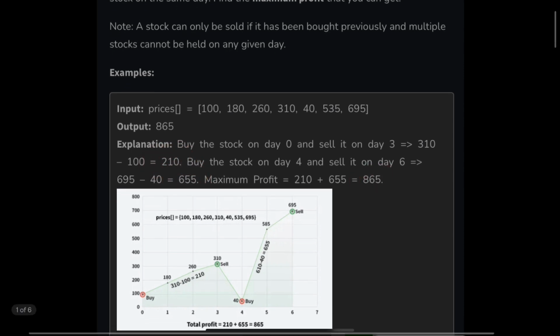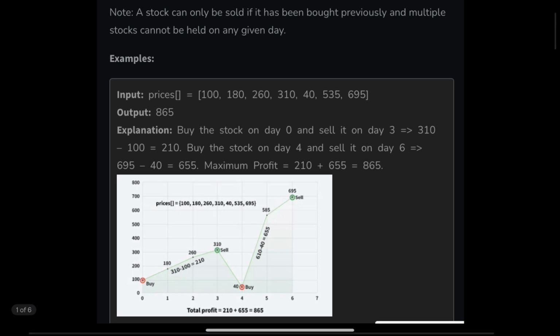And here they have given a beautiful graph representation so that we can understand it more easily. So the stock has been bought here and sold here with the profit of 210, and again the stock has been bought here and sold here with the profit of 655. So we have understood the example pretty well. Now let's get into observations, to observe a few things which can help us in solving the problem.